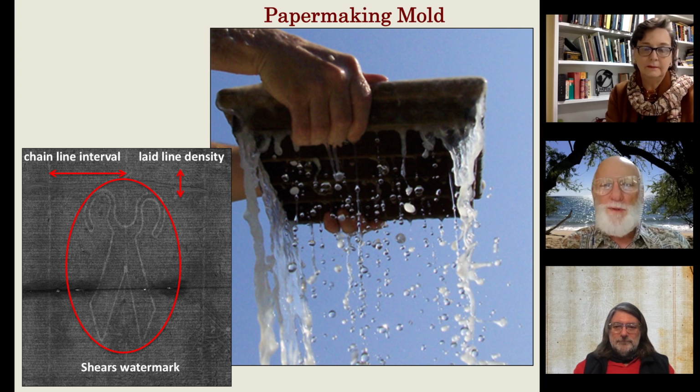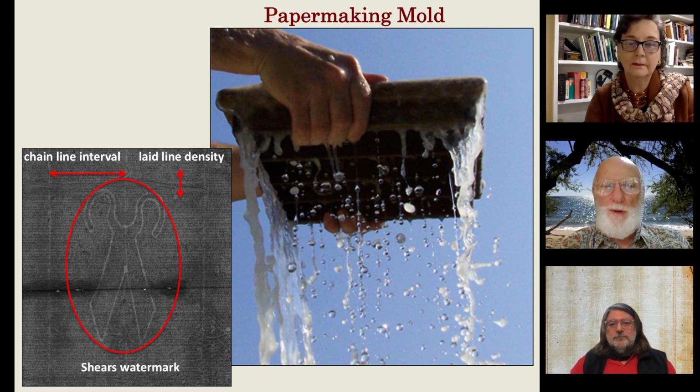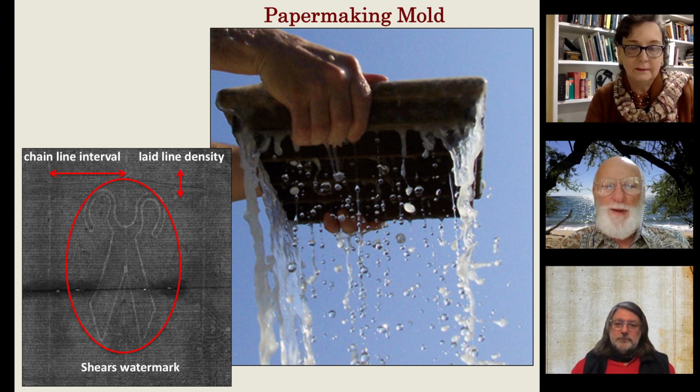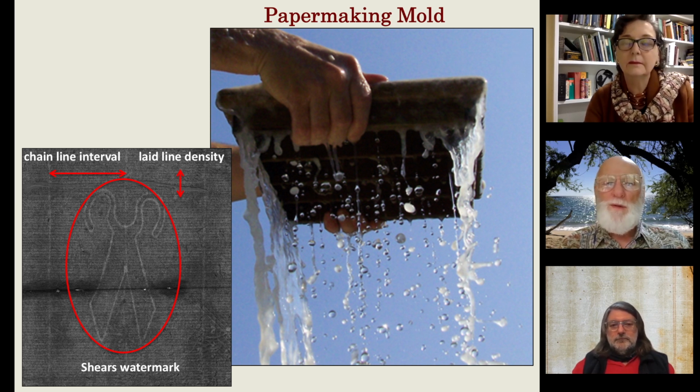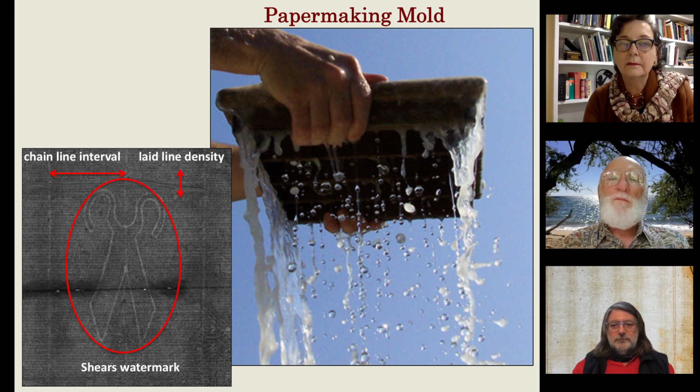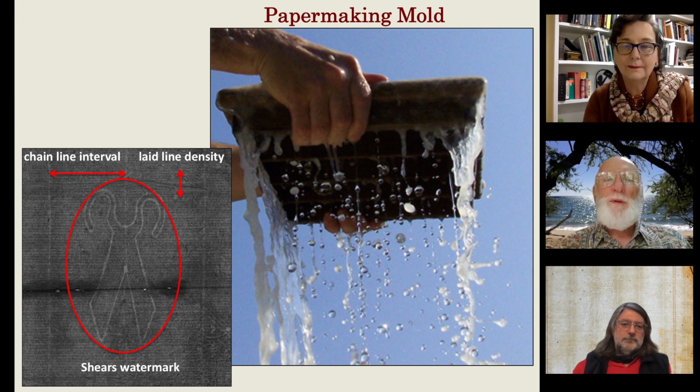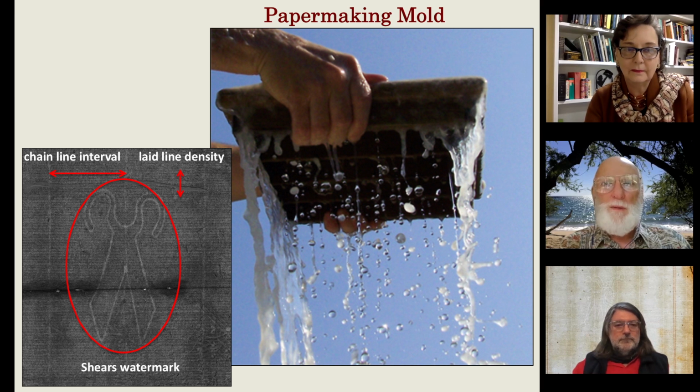But what happens is that where it rests on the screen, and that is its 3 parts, the watermark, the chain lines, and the laid lines, it ends up being thinner. Anybody that's held a piece of modern typewriter paper up to the light notices that there are still watermarks today that are imprinted in modern paper.